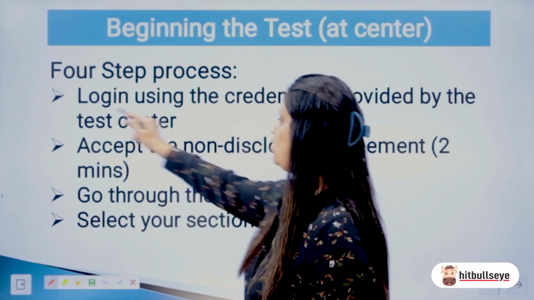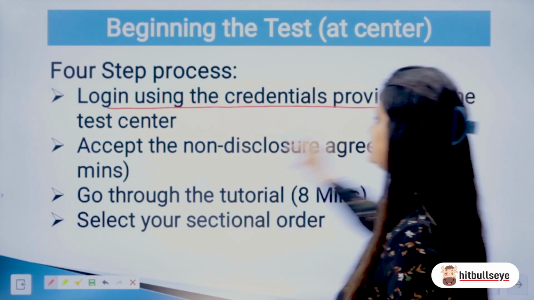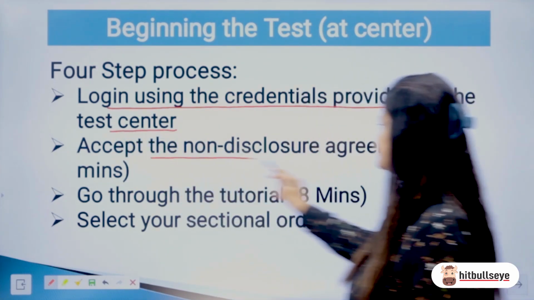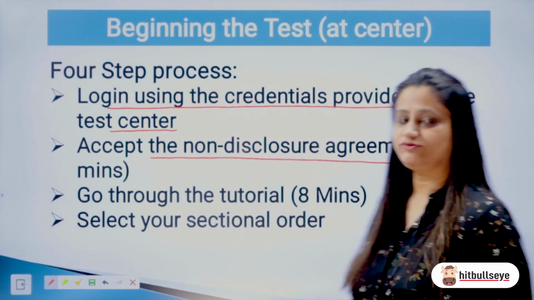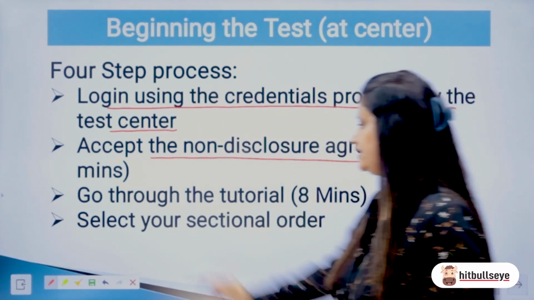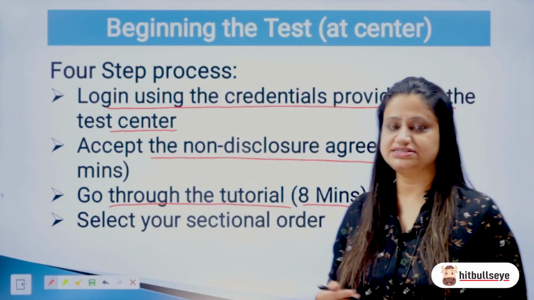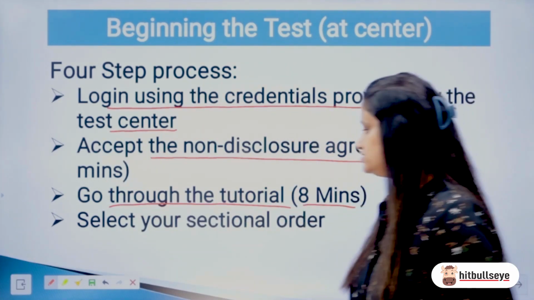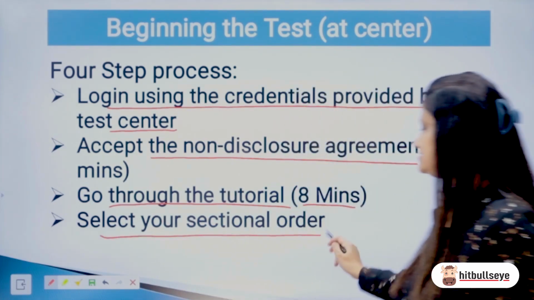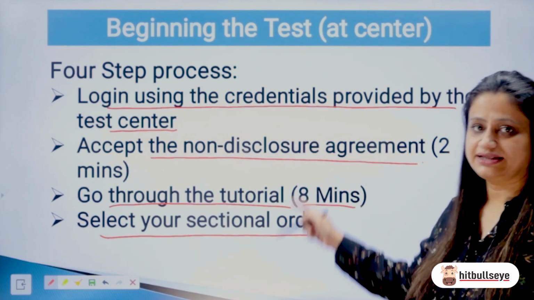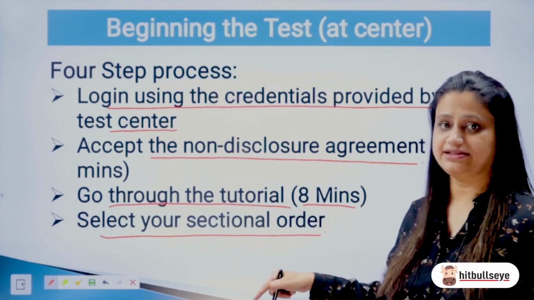So first of all, log in using the credentials provided by the test center. Then accept the non-disclosure agreement, which would take 2 minutes. Then you will go through the tutorial on how to proceed in the paper. Also, you have to select your sectional order. So this is the 4-step process that you should go through before taking the exam.